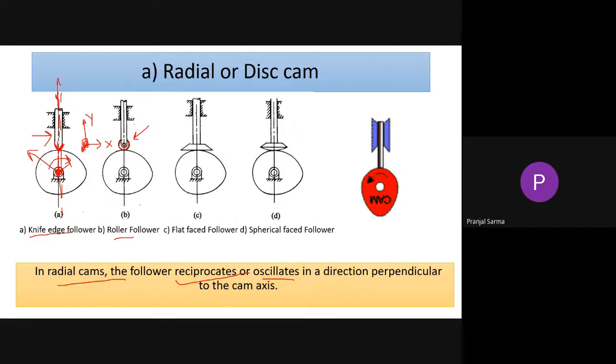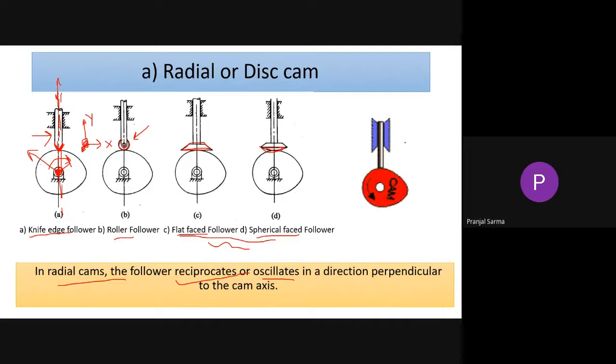Now, from the look of it, you can see the contact surface is kind of flat here. So this falls under the flat face follower. Similarly, this one looks kind of like a mushroom. This particular case is the spherical face follower, and sometimes the flat face follower and spherical face follower are integrated, called the mushroom follower.